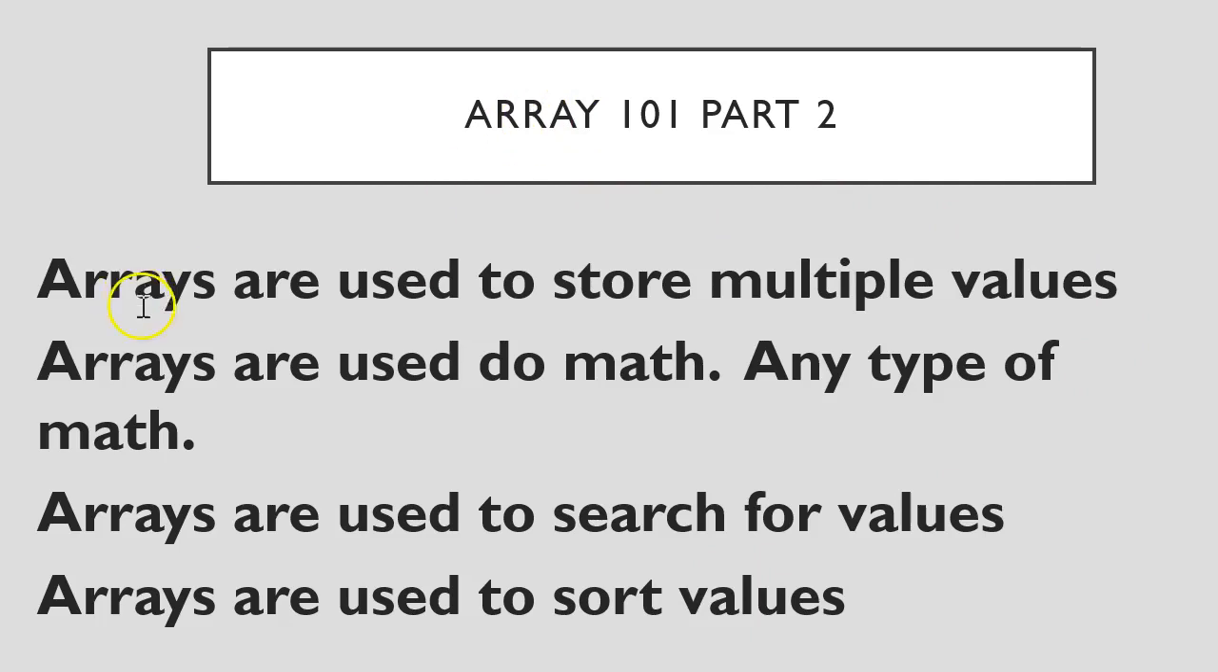So as we said, arrays are used to store multiple values. Arrays are used to do math, so I can put values in the array, and typically I'm going to do some type of math, and that would be any type of math. I can also store words or characters in an array, and arrays are used to search to see if a character or word or value is inside of the array, and then arrays are also used to take these values and sort them.